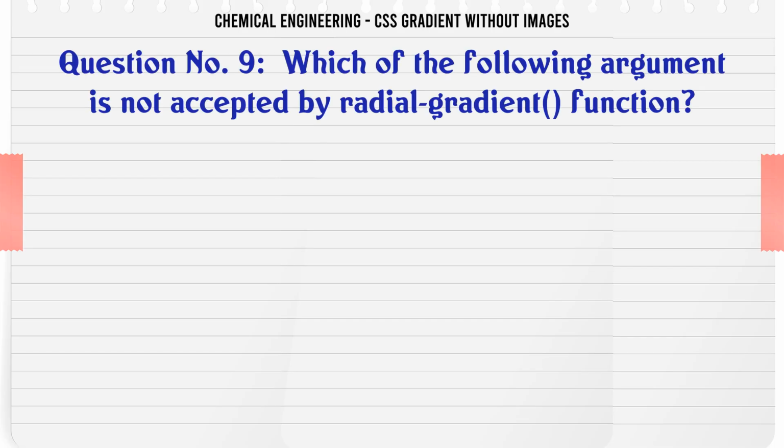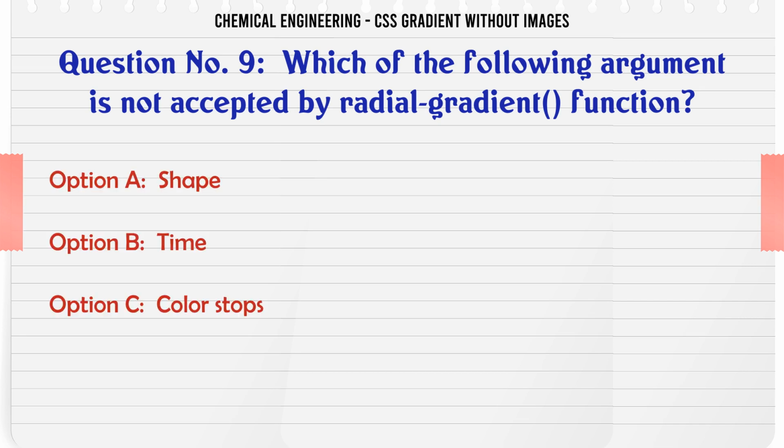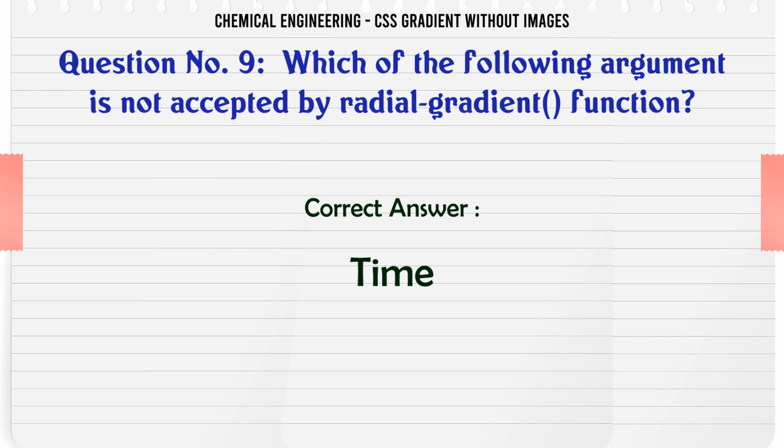Which of the following arguments is not accepted by the radial gradient function? A. Shape. B. Time. C. Color stops. D. Position. The correct answer is time.